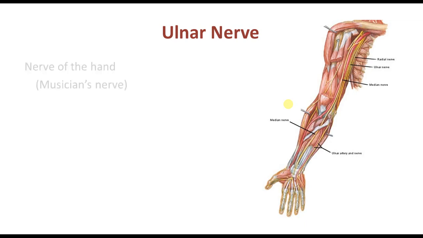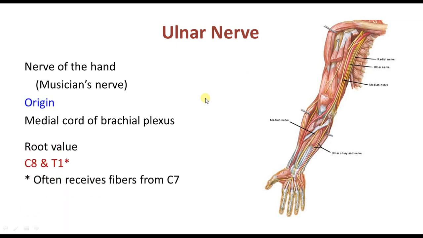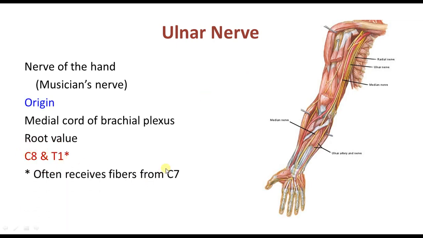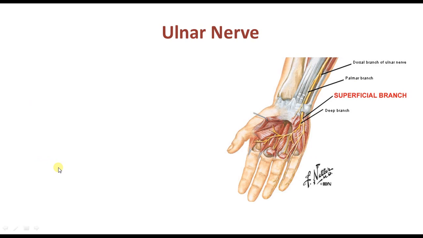Now coming to the ulnar nerve, it is also called the nerve of the hand or musician's nerve, because most of the intrinsic muscles of the hand are supplied by the deep branch of the ulnar nerve, and these movements are necessary to perform any musical instrument. The root value is C8 and T1, and C7 fibers also contribute. So it is the terminal branch from the medial cord of the brachial plexus. The root value is C8 and T1.